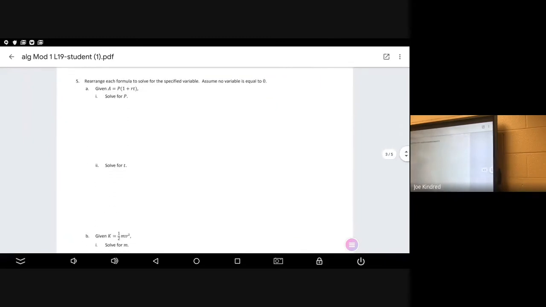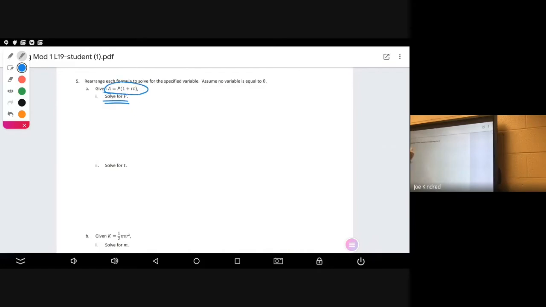I'm going to go to number 5 in your book. I'm going to jump forward here. So we'll come back in class and do number 4. Rearrange each formula to solve for the specified variable. Assume no variable is equal to 0. So let's do A, 1, and 2. Here we go. Solve for P. Take this and solve for P.